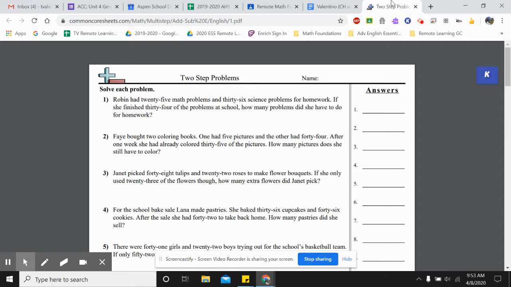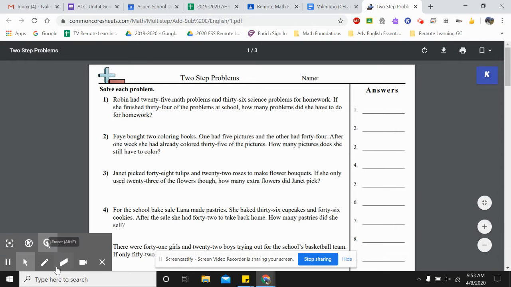So you're going to see some writing next to the first problem on this worksheet. Number one says, Robin had 25 math problems and 36 science problems for homework. If she finished 34 of the problems at school, how many problems did she have to do for homework? Okay, there's a lot of information there.